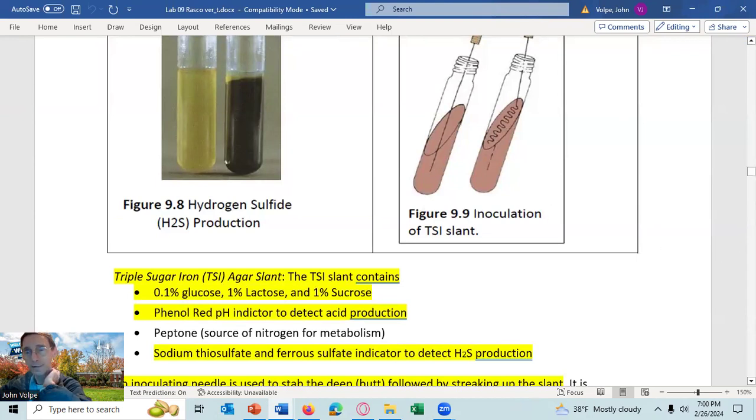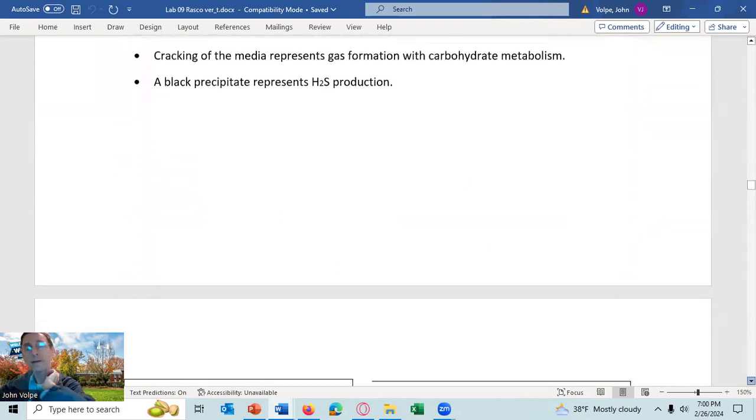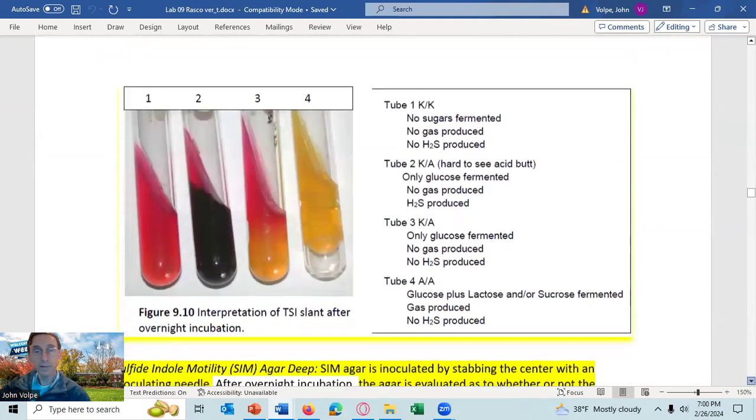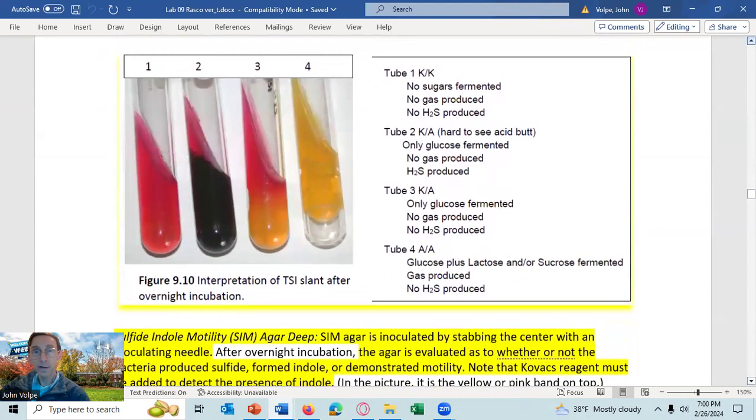What's the third test you're looking at in that one? Oh, the production of gas. You can also see the production of gas. So this test is rather complicated. In this tube, it's negative. There's no change in the color of the slant, no change in the color of the butt. And so we have that K over K. K means no change.